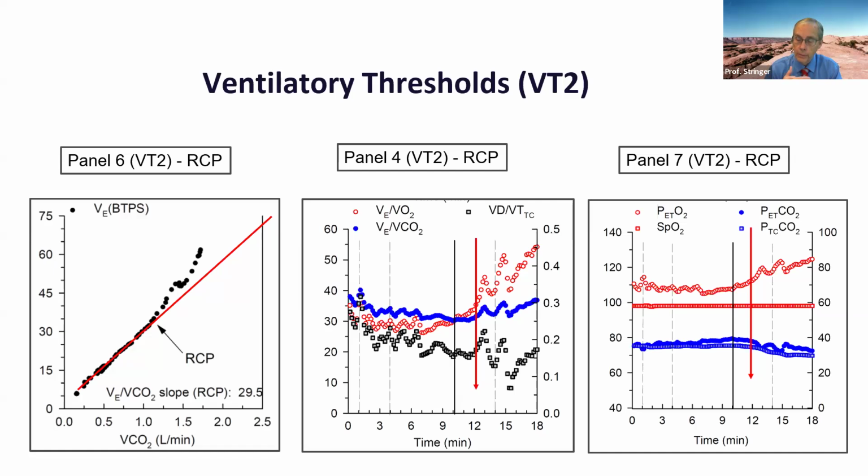So dynamic hyperinflation happens in the exercise lab, happens in the hospital, happens in the emergency room. It's something that's important to pay attention to, and measuring ICs during exercise is easy on the commercial systems, and as long as you do a little quality check of the individual measurements, it's a good way to assess dynamic hyperinflation.